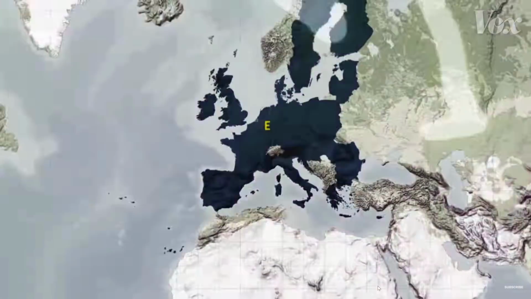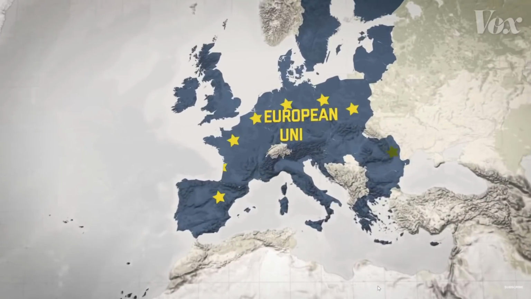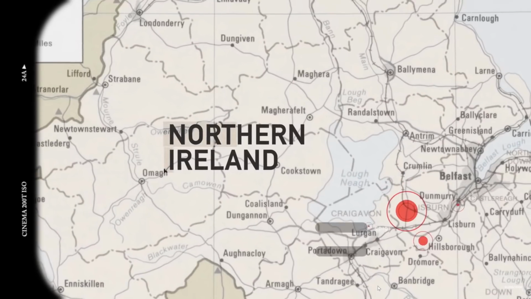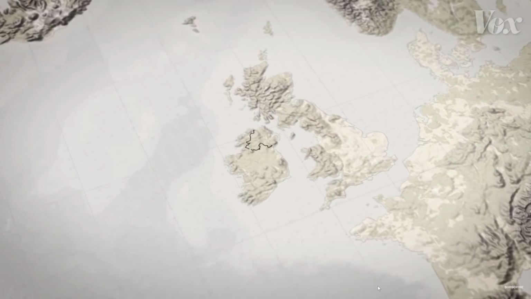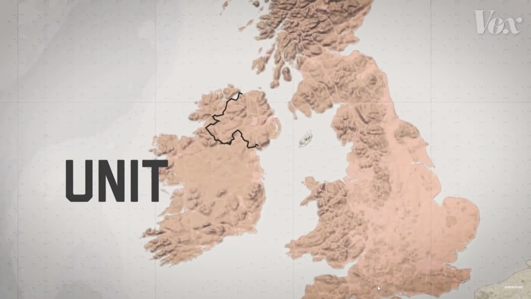So when it comes to creating map animations, Vox is the gold standard. Now, if you've ever watched their Vox Atlas series, the motion graphics for the maps are just incredible. They're always so visually impressive.